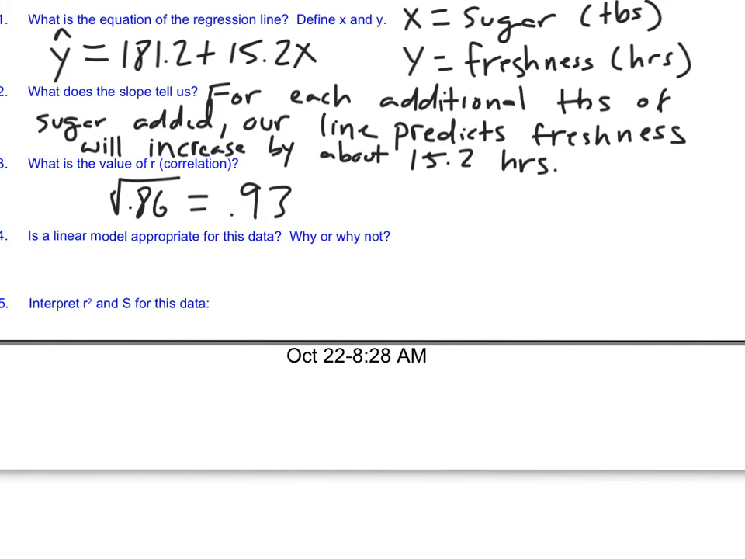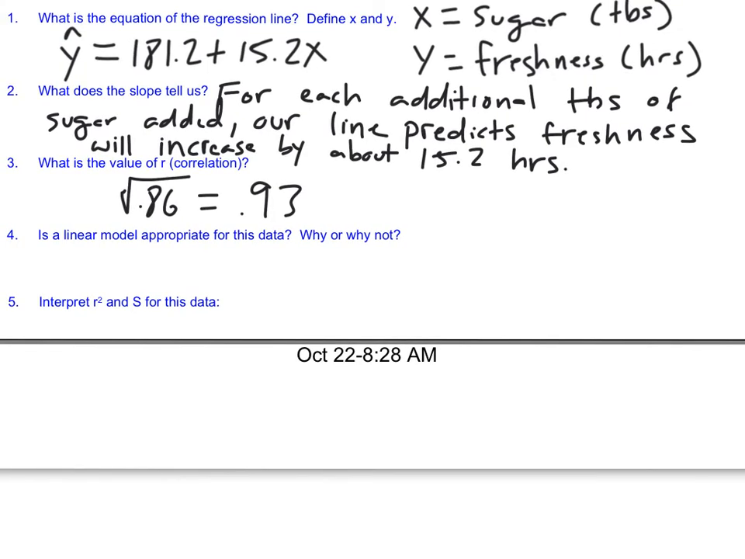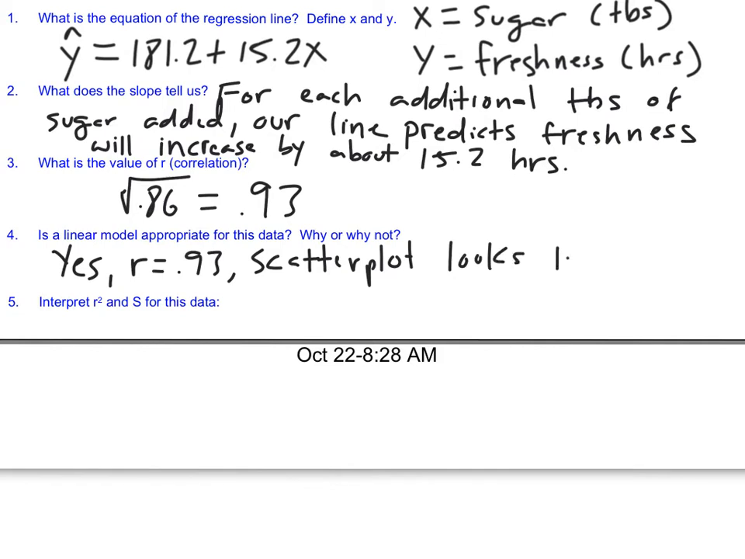Is a linear model appropriate? What I want to show you here is the kind of things to mention. Number one, yes. Number two, R is 0.93. Third, the scatter plot looks linear. And the residual plot shows no obvious patterns.